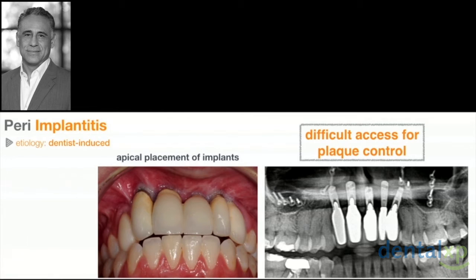Apical placement of the implants, when implants are placed too apically because that's where the available bone is, can ultimately create a very difficult access for plaque control. Patients have a very difficult time cleaning and maintaining the area, and certainly this can start to begin a process, as we can see in this patient, where the crestal bone should be and where it ended up, basically way too apical. This would be practically impossible for a patient or even a hygienist to access for proper plaque control.